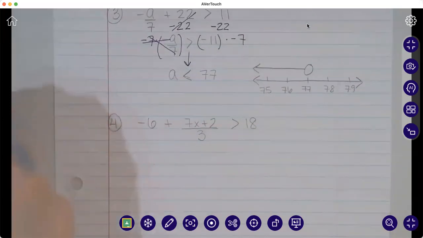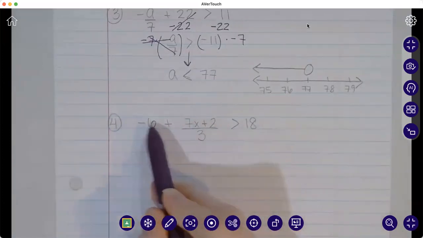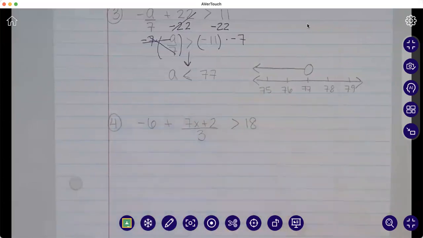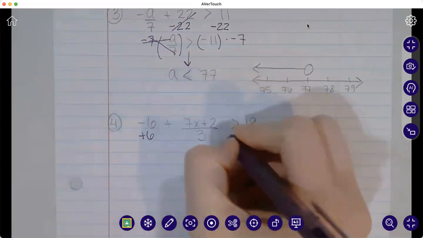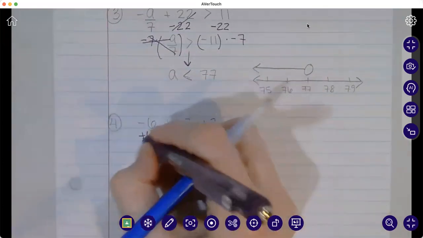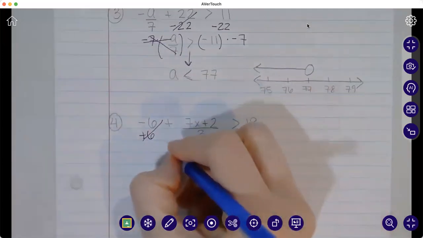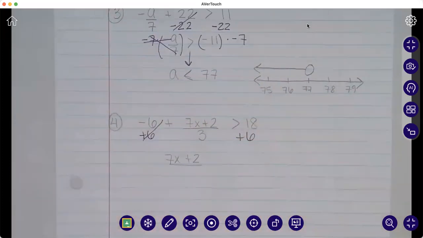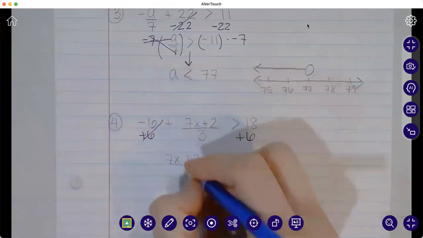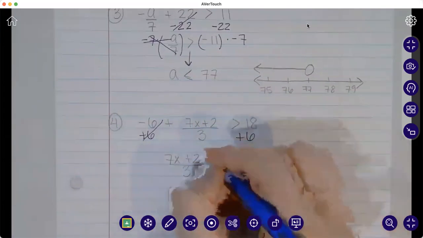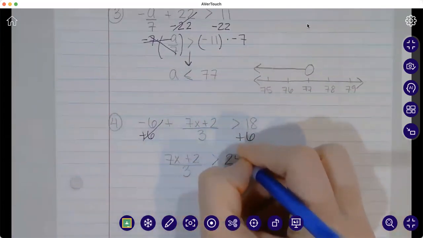Let's see how we did. So based on the hint that I gave on number 3, anytime you have a fraction, you always have to get rid of whatever is with it first before dealing with the denominator. So I'm going to add 6 to both sides. So I have 7x plus 2 divided by 3 is greater than 24.